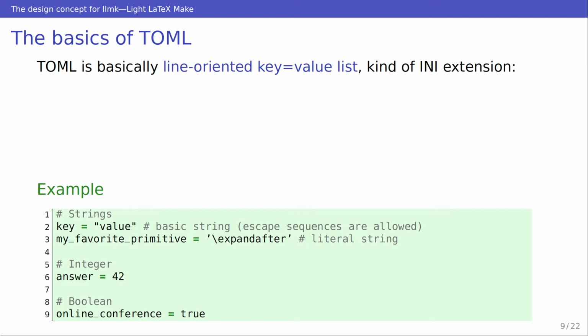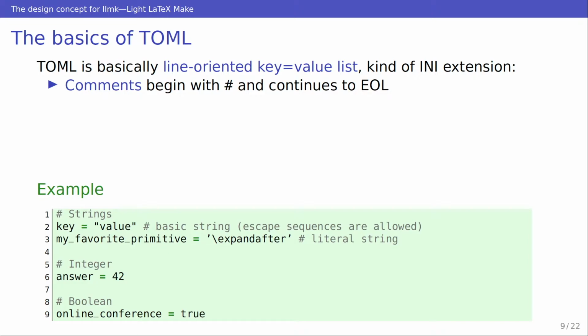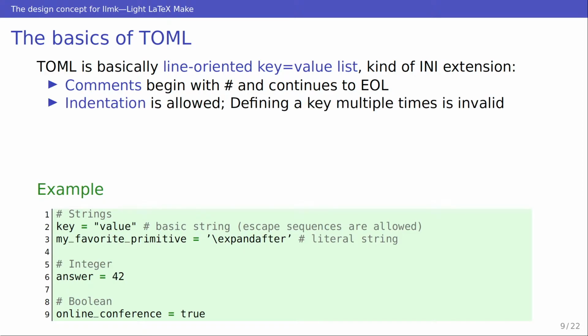I will explain the basics of TOML anyway for your reference. It is basically a line-oriented key-value list, so it is not so complex. It is actually a kind of INI extension. It has comments that begin with a sharp mark and continue to the end of the line. Indentation is allowed but not required, and defining a key multiple times is invalid.